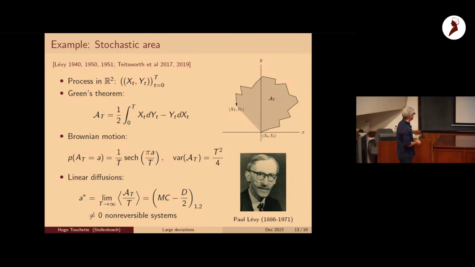Is it the off-diagonal component? Yes. So for a 2D system, you're going to have the matrix H for the current, and if you take the off-diagonal part, then this is the expectation of the stochastic area. So in those two papers, you have that calculation for the expectation. This is the long-time expectation of the stochastic area being given in terms of M, C, and D for the linear system.